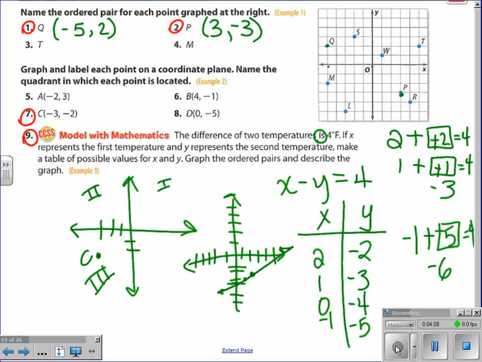If I were to connect my dots, who can describe the line? Who can describe the dots once they're connected? Yeah, they make a straight line. Nicely done, guys. Anyone know the y-intercept there? 5.